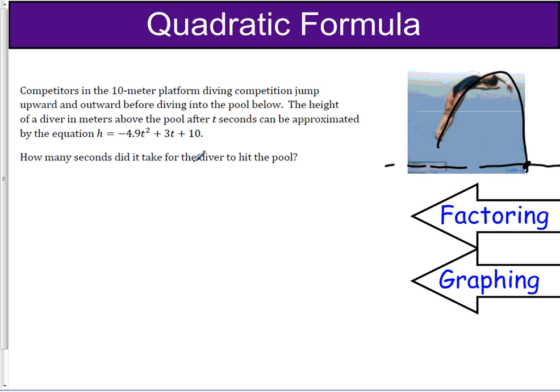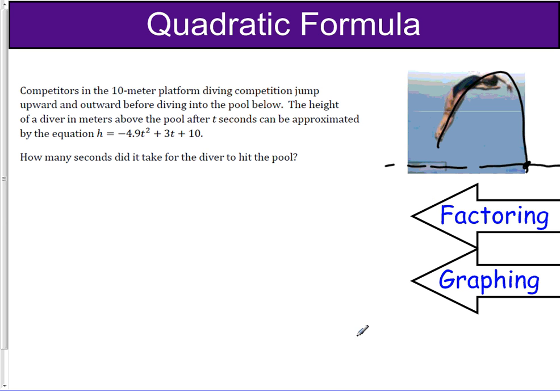The example up at the top of your page says competitors in the 10-meter platform diving competition jump upward and outward before diving into the pool. The height of the diver in meters above the pool after t seconds can be approximated by the equation h equals negative 4.9 t squared plus 3t plus 10. How many seconds did it take for the diver to hit the pool?